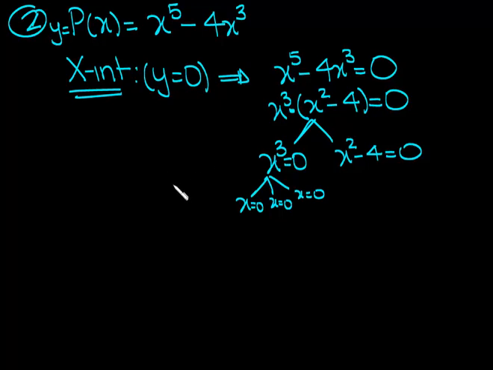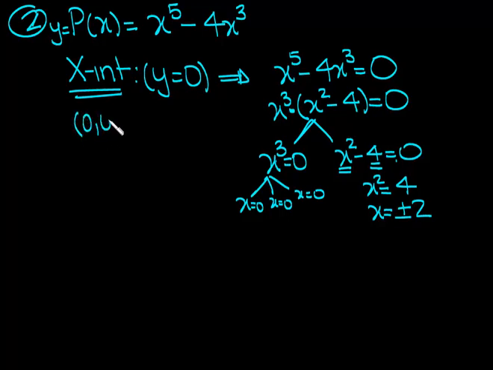On this side, I have a square and a number. How do I solve an equation that has a square and a number? We move the number to the other side and take square roots. Anytime you take square roots, we have to introduce plus or minus. What's the square root of 4? 2. Okay, so those are my zeros, or x-intercepts.